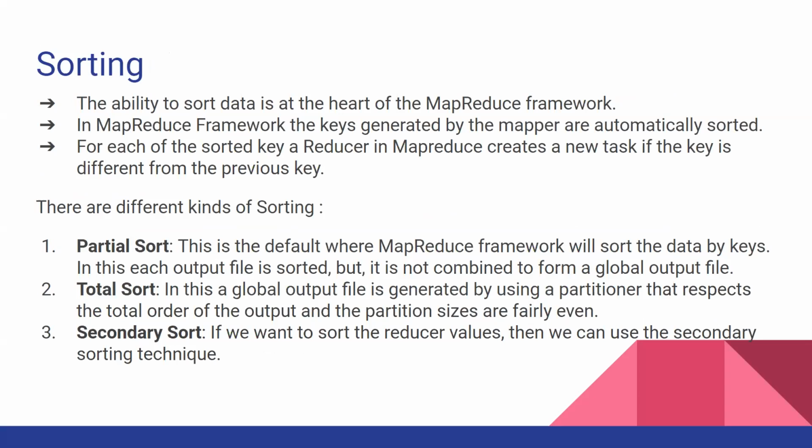And there are different kinds of sorting. One is a partial sort. Partial sort is the default sort that happens in the MapReduce framework, and in this you have the outputs of all the tasks, but they are not combined to form a global output file. Then we have the total sort, which gives us a global output file generated from all the partial sorts that we have. And then we have the secondary sort. Secondary sort is used when we have to sort the reducer values. And joins will be explained by Bharadwaj.